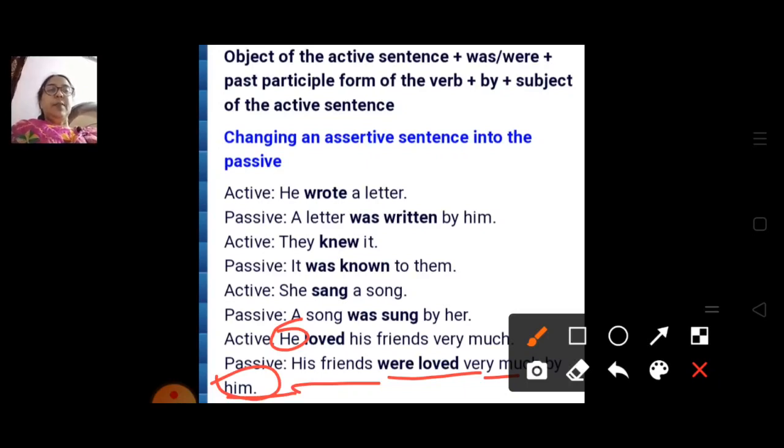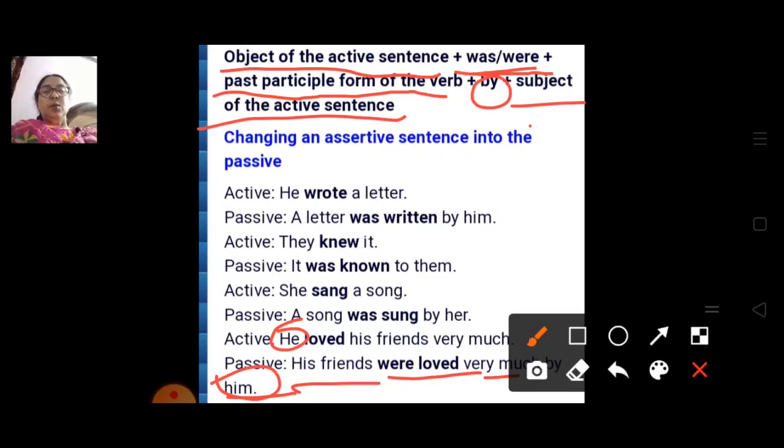So as we have discussed over here, was, were, the object of the active voice first of all, then was, were, then the past participle form of the verb, then by, then the subject of the active sentence. So always remember this rule whenever we are making active to passive voice in simple past tense for assertive sentences.